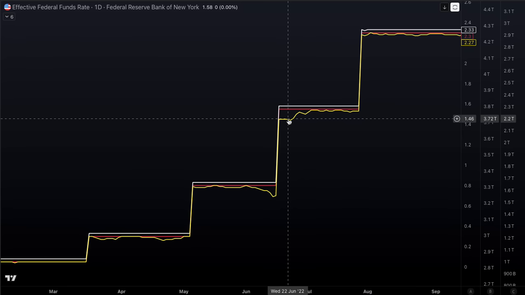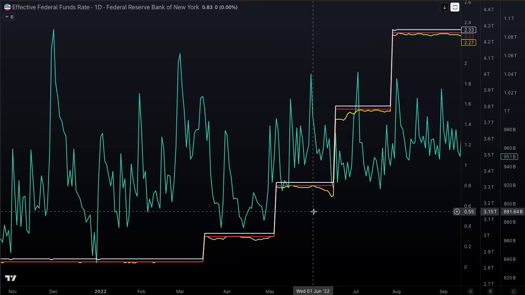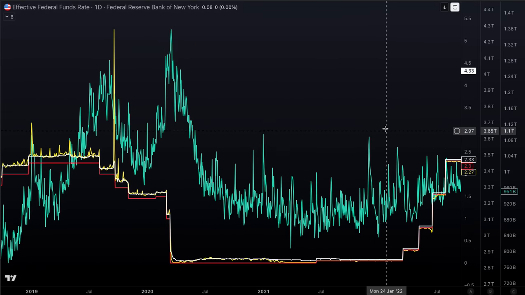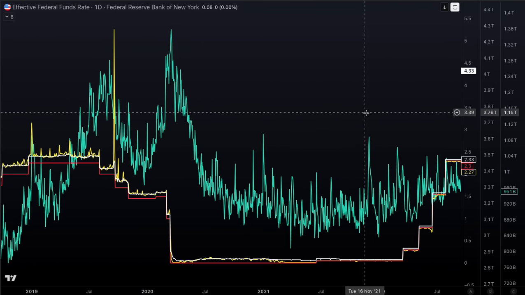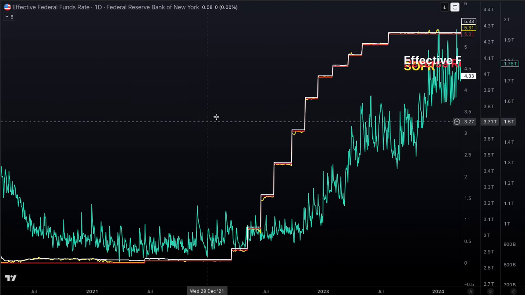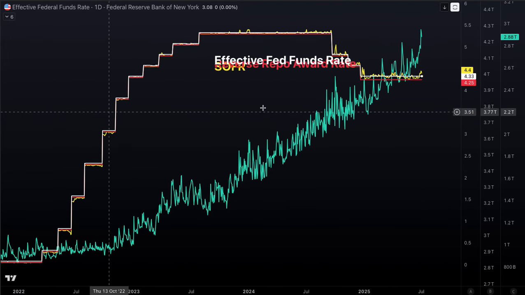Now, 10 basis points, 0.1%, might not sound like a lot, but we have established many times how large the SOFR market is. At the time that this was going on, the SOFR market was around $1 trillion a day. It is now close to $3 trillion per day. It's $2.88 trillion per day. So this is a massive market.